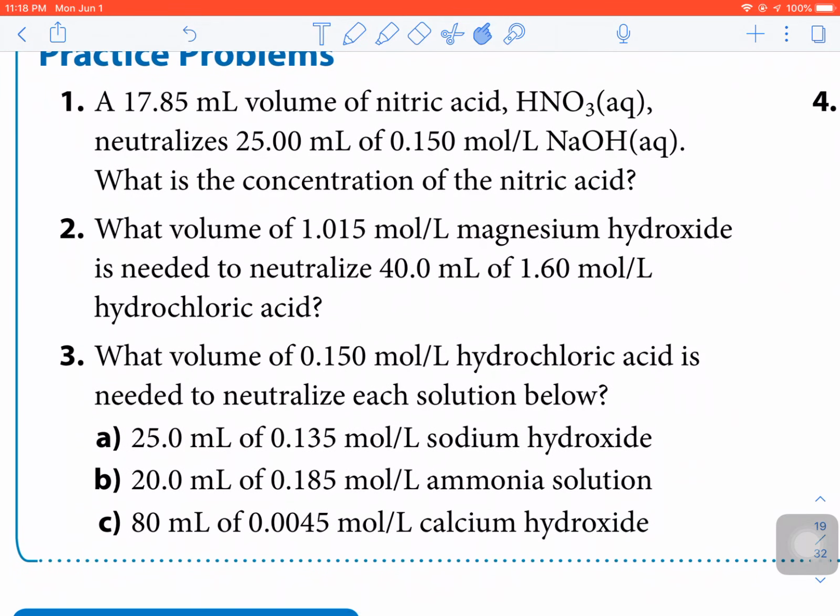Okay, so I'm going to look at question number 3 here. Question number 3 is asking me what volume, so V is unknown, of hydrochloric acid. So I know the concentration of the acid, right? It's 0.15 moles per liter, and I'm asked what volume it is. It says how much will be needed to neutralize this volume of this concentration of sodium hydroxide. So I've got a chemical reaction going on here between hydrochloric acid and sodium hydroxide.